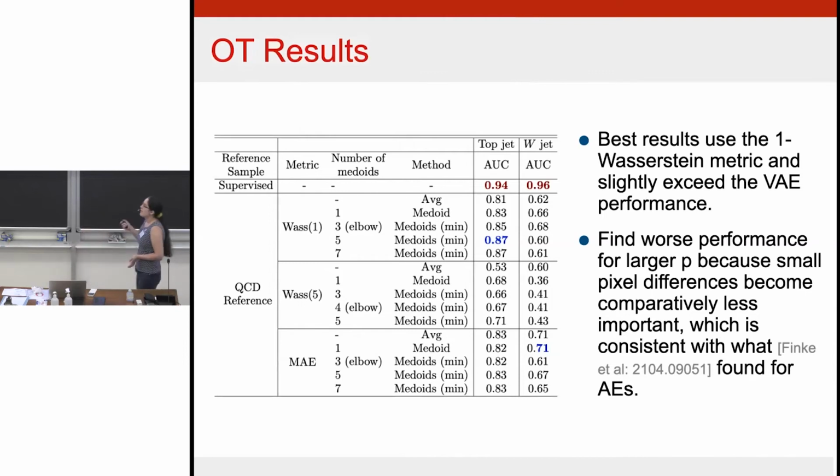We see that this unsupervised method performs better on top jets than on W jets, and we also find that we get some dependence on hyperparameters. You can see that there's quite a difference in results depending on, for example, which p you choose for your Wasserstein distance, and there's not really a good signal-independent way to optimize them. The reason we find this is that we get worse performance at larger p because small pixel differences become comparatively less important. This is the same story that you see in the autoencoder case that others have looked at.